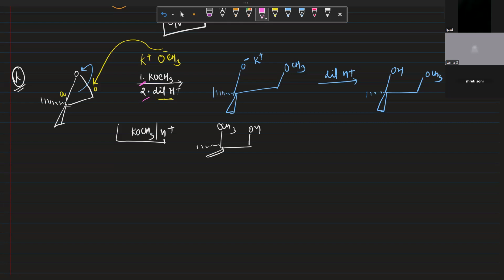So in this reaction, the epoxide first reacts with KOCH3. The whole epoxide will react with KOCH3. Okay, and in the next step, we are going to use dilute H+.